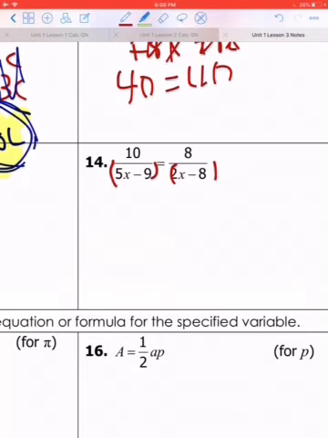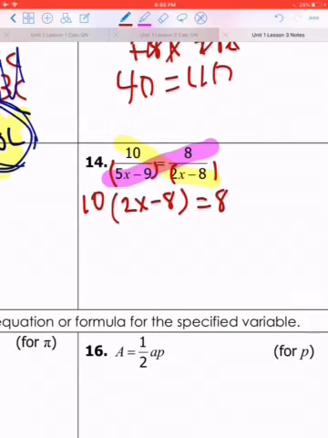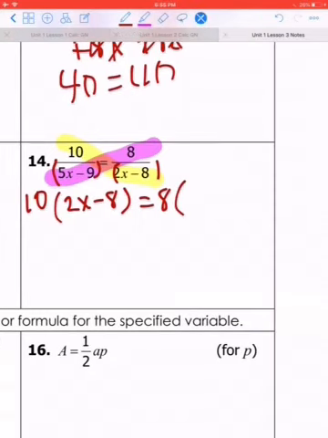Cross multiply. So we're going to take 10 times the 2x minus 8, and we'll take the 8 times 5x minus 9, and since we group those binomials up, we know to distribute, okay? So 10 times 2x minus 8 equals 8 times 5x minus 9, okay? So grouping them up also helps you remember to distribute. In this case, distribute on both sides. Okay, so let's do all that together.